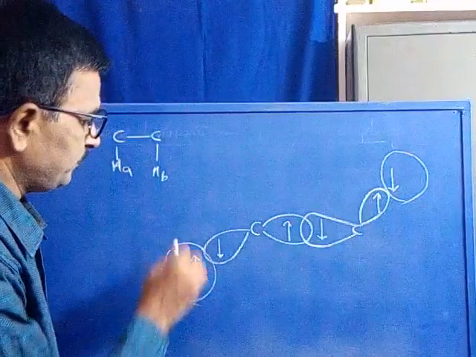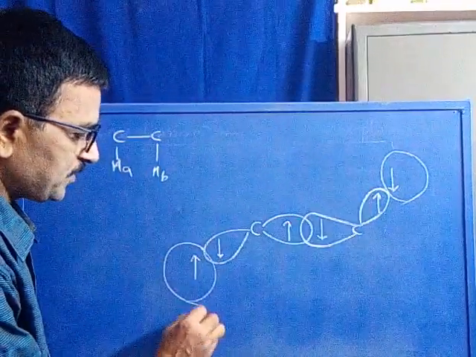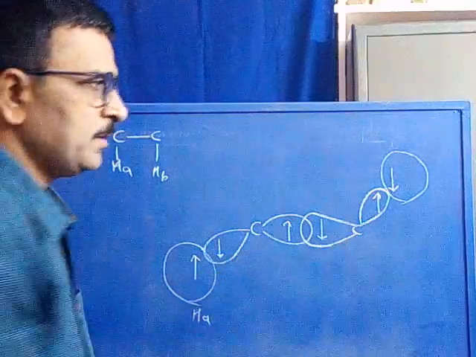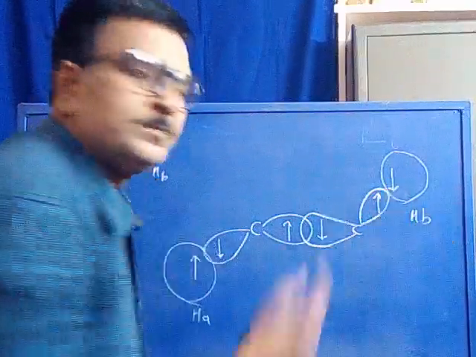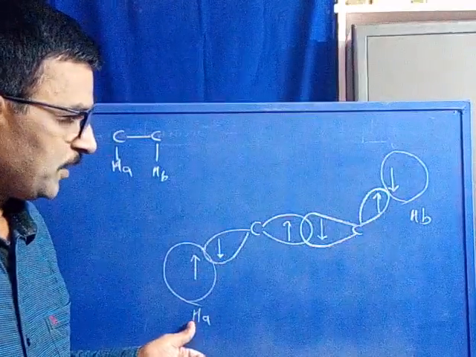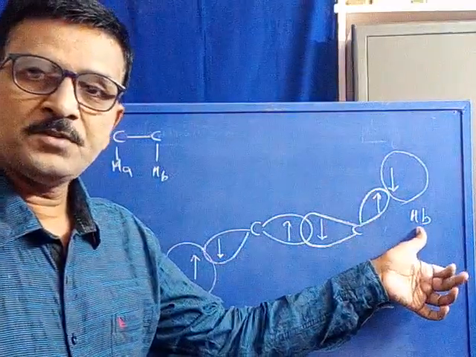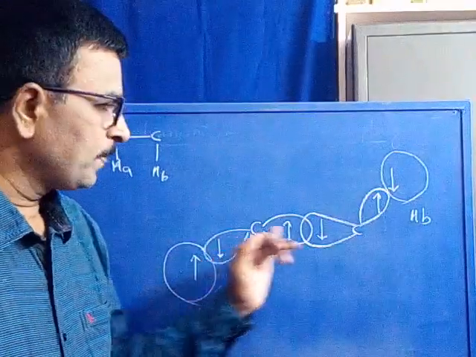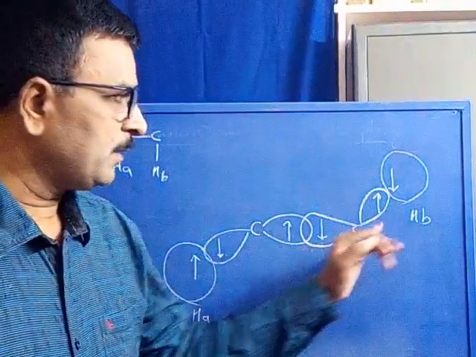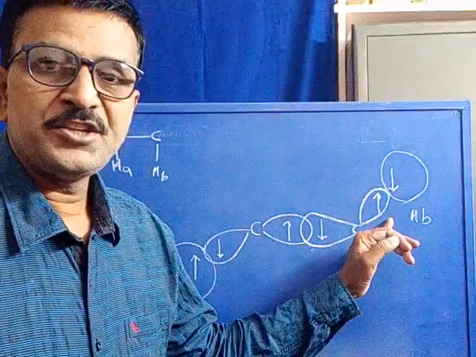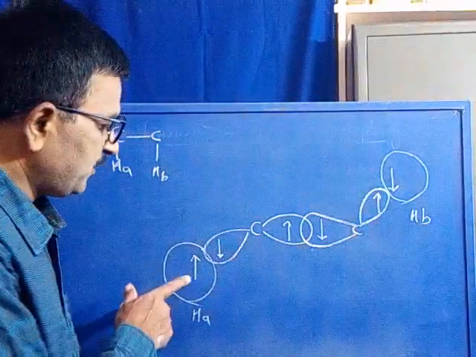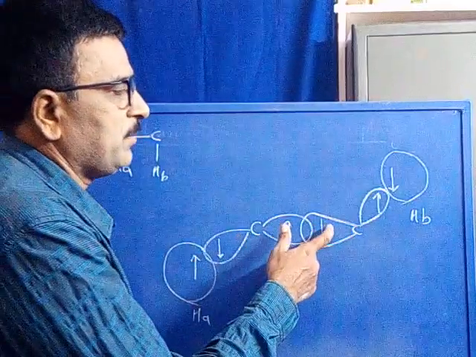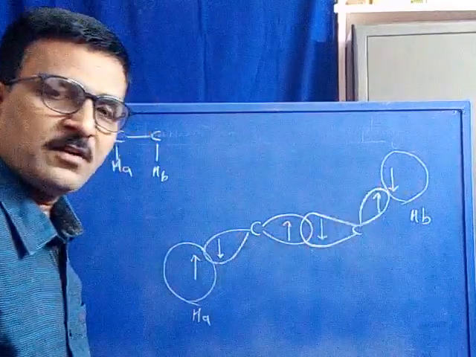Now you can see, this is HA hydrogen, this is the first carbon, second carbon, this is HB hydrogen. HA hydrogen and HB hydrogen are bound by one bond between HA and carbon, a second bond between carbon and carbon, and a third bond between carbon and HB hydrogen. Now this is the HA hydrogen electron, carbon electrons, and this is the HB hydrogen electron.